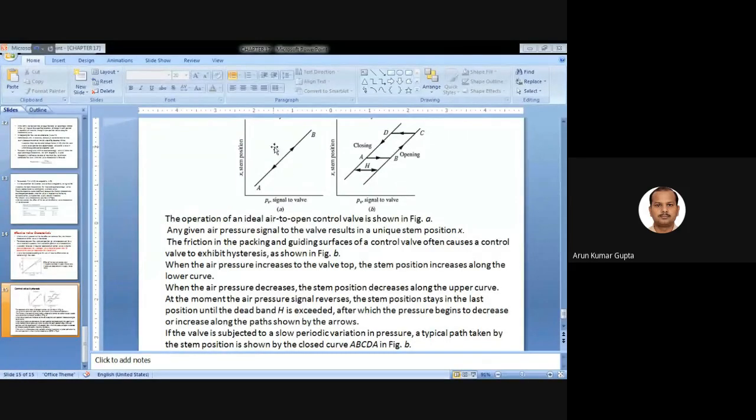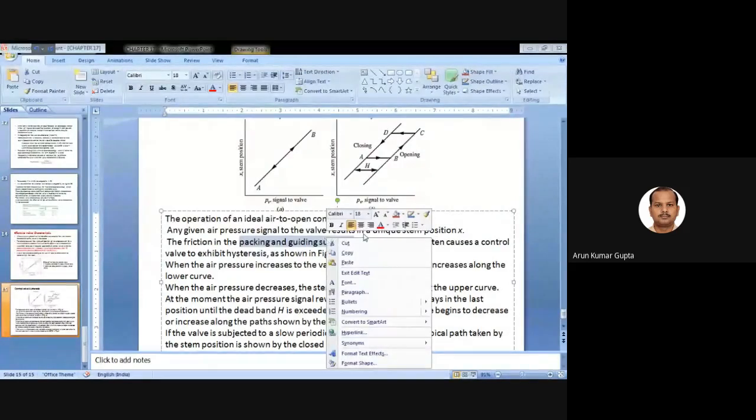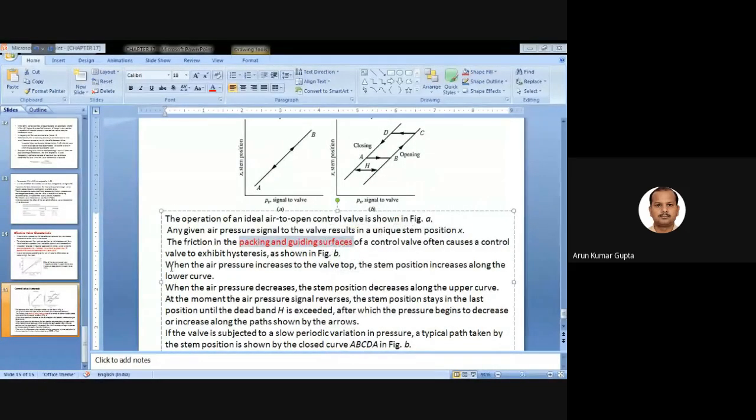So the reason behind that is basically the packing and some guiding surface, which will give you this kind of properties. When the air pressure increases to the valve top, the stem position increases along the lower curve. When the air pressure decreases, the stem position decreases along the upper curve. At the moment the air pressure signal reverses, the stem position stays in the last position until the band H is exceeded after the pressure begins to change. It is writing the same thing we have described.